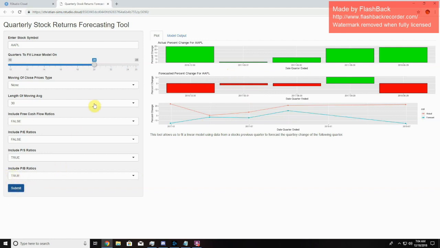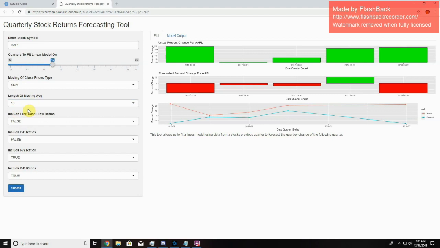Right below where the user enters a stock symbol is a slider that adjusts the quarters to fit the linear model line. Then, for moving average of closing prices, the user can either select Exponential Moving Average or Simple Moving Average. EMA gives a higher weighting to recent prices, and SMA assigns equal weighting to all values. Then the user can specify the length of the moving average.